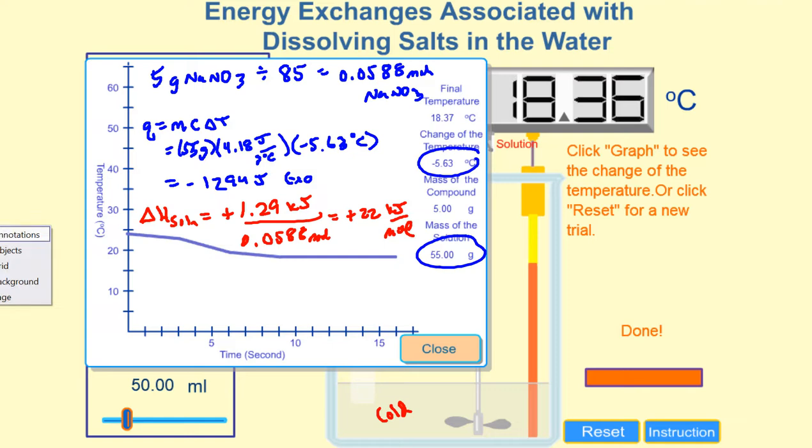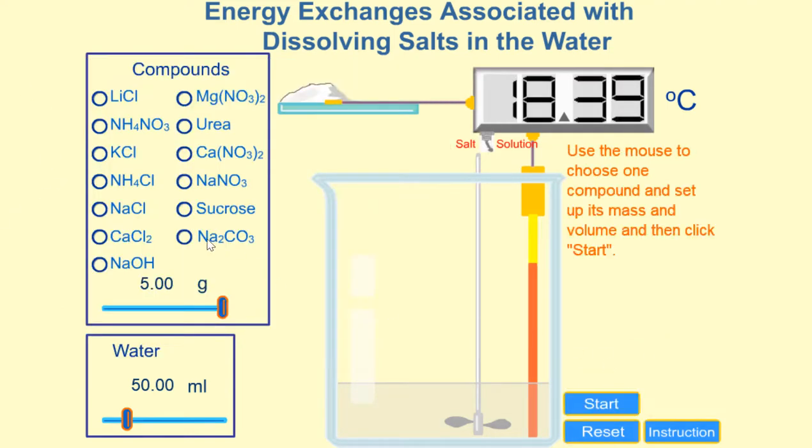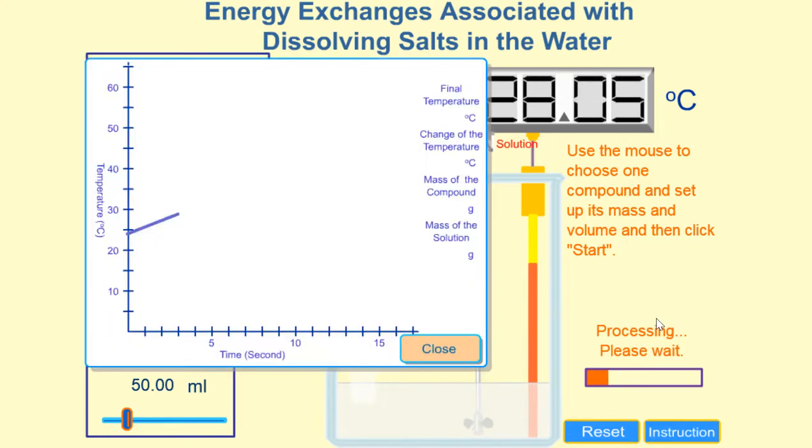Okay. So let's take a look at an exothermic solution. We're going to close this out and reset it. We're going to take a look at 5 grams of NaOH in 50 grams or 50 milliliters of water. And look at this. The temperature is going up in this solution.